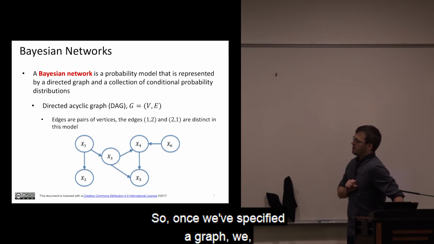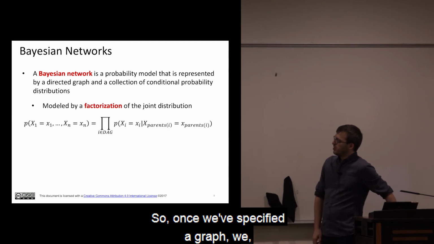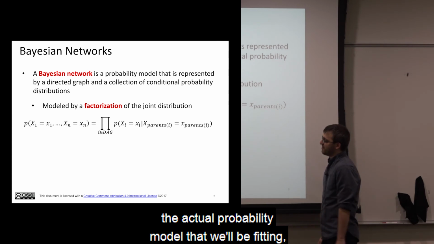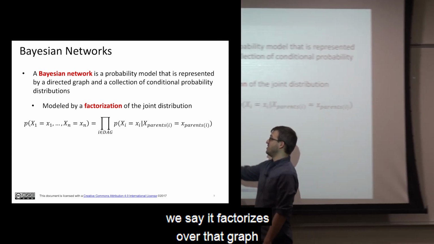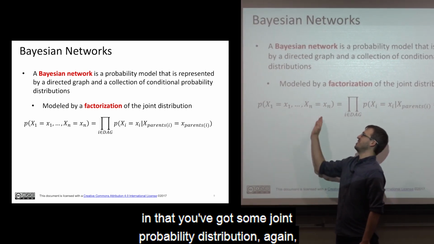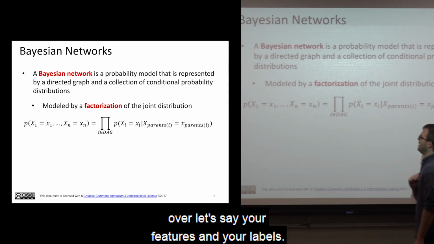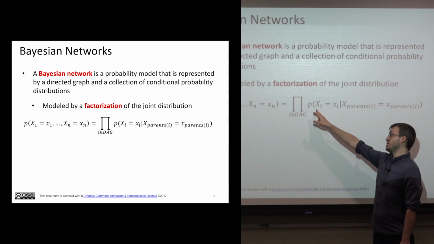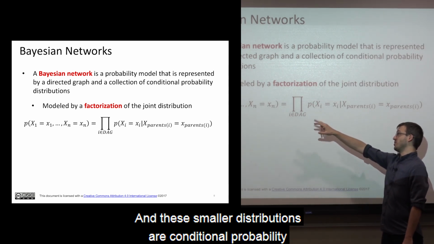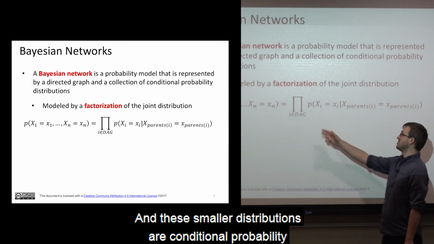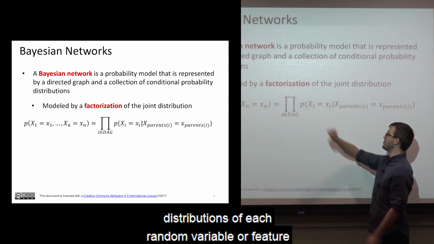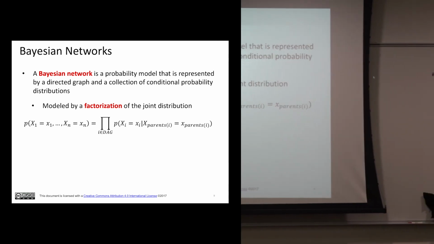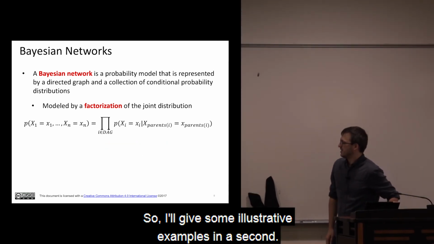So once you've specified a graph, the actual probability model that we'll be fitting, we say factorizes over that graph, in that you've got some joint probability distribution, again, over, let's say, your features and your labels. And it can be written as a product of smaller probability distributions. And these smaller distributions are conditional probability distributions of each random variable or feature in your model, conditioned on the value of its parents in the model. So I'll give some illustrative examples in a second.